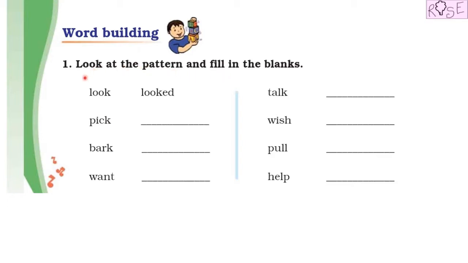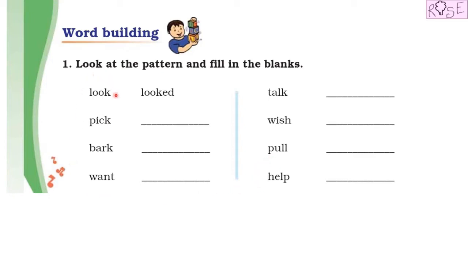Okay, so we have to look at this pattern and identify what pattern is going on and then fill in the blanks. Okay, before looking at the pattern, we shall read what words are given here. Look, pick, bark, the sound that dog makes. Want, talk, wish, pull and help.